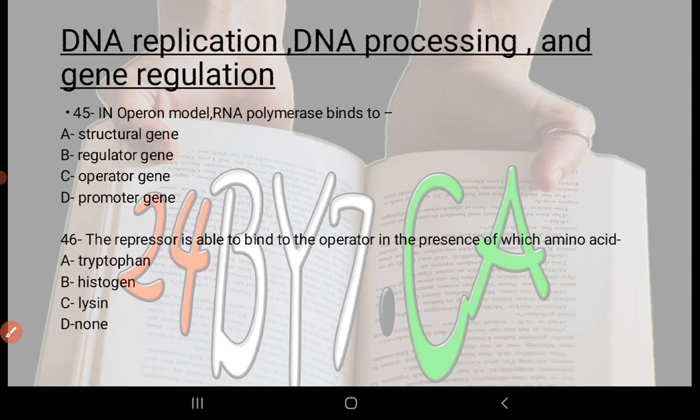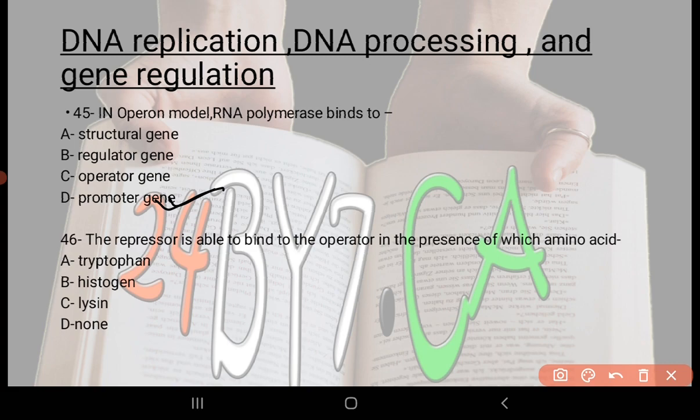Next question. In operon model, RNA polymerase binds to option A, structural gene, option B, regulator gene, option C, operator gene, or option D, promoter gene. So the right answer is option D, promoter gene. In operon model, RNA polymerase binds to promoter gene.